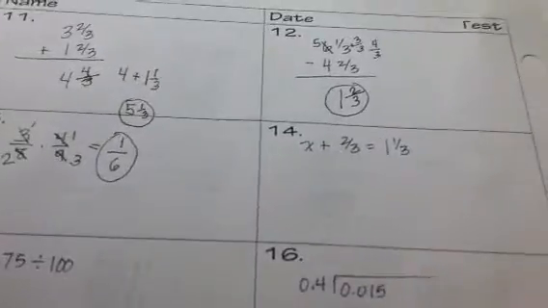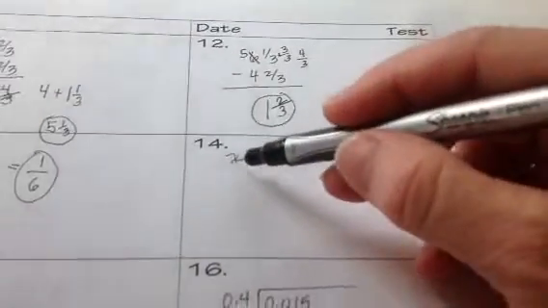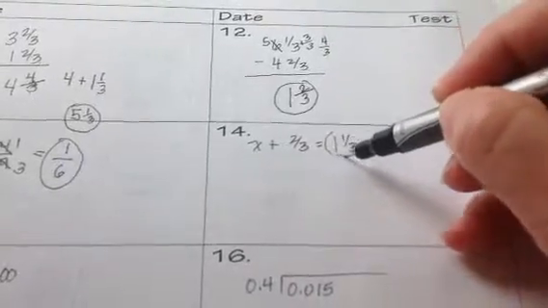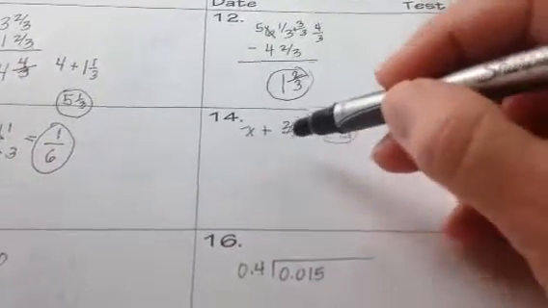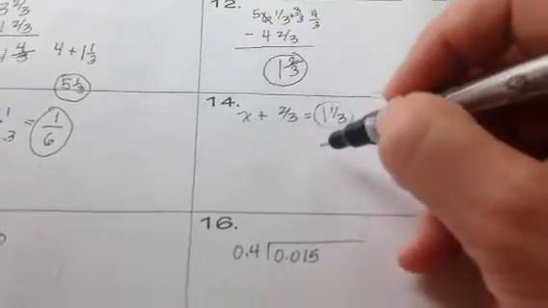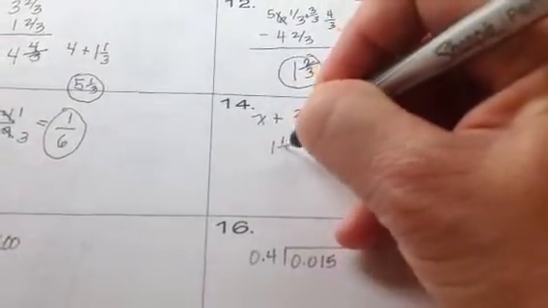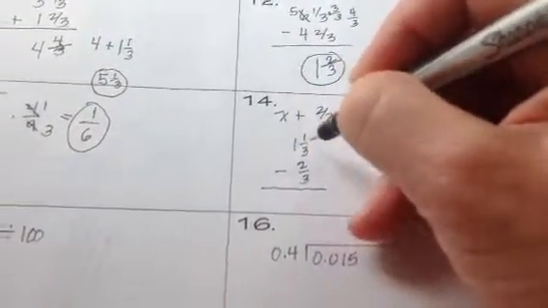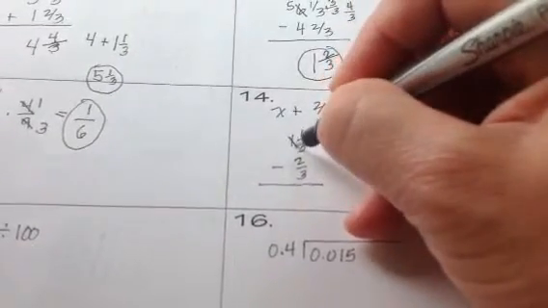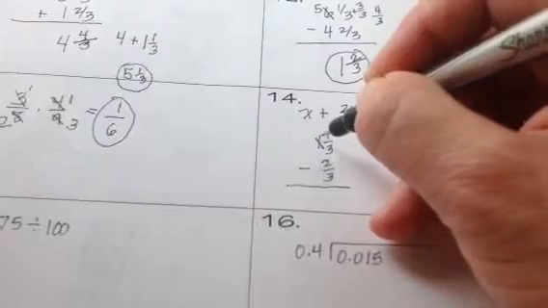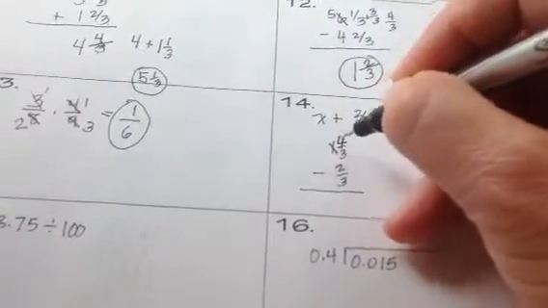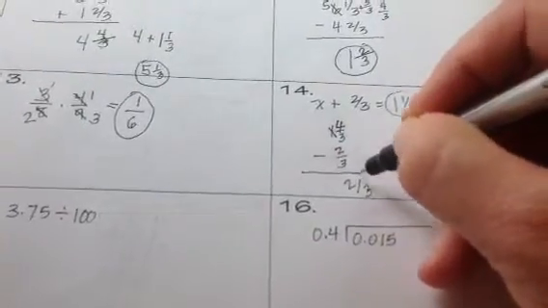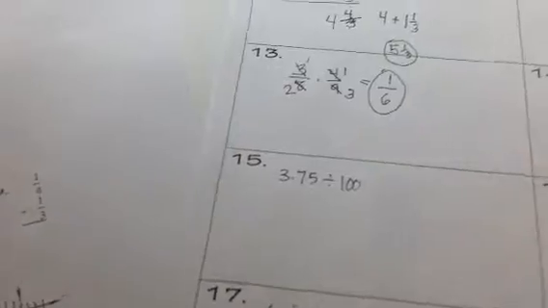14. We have a missing number here, right? We have something plus 2/3 equals 1 and 1/3. This is going to be the largest number, so how are we going to figure this out? We're going to take 2/3 away from 1 and 1/3. So let's write that down. 1 and 1/3 minus 2/3. Can I take 2/3 away from 1/3? I cannot, so I'm going to change this whole number into 3/3, which makes this what? 4/3. Now 4/3 minus 2/3 would be 2/3. Okay, so far so good, right?